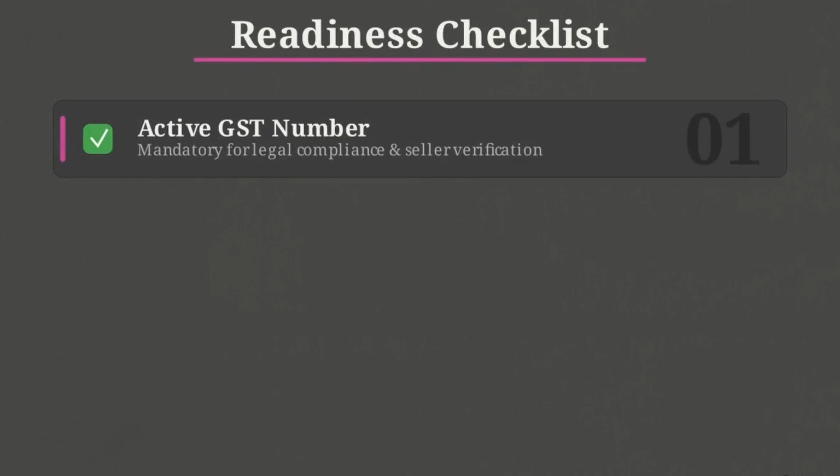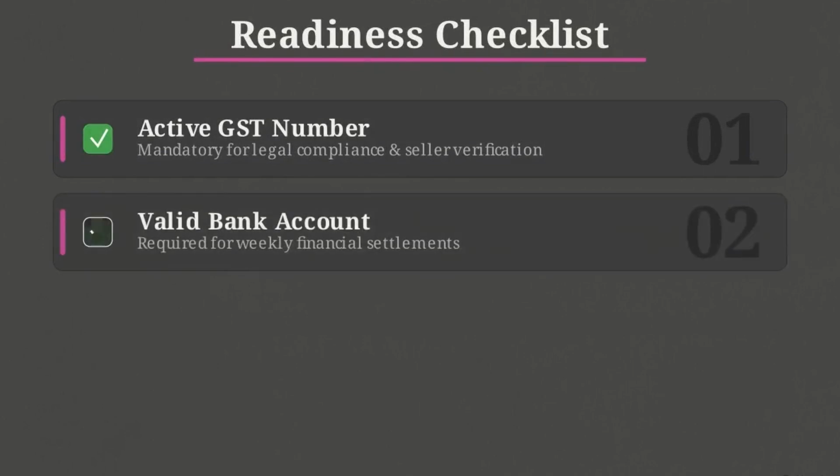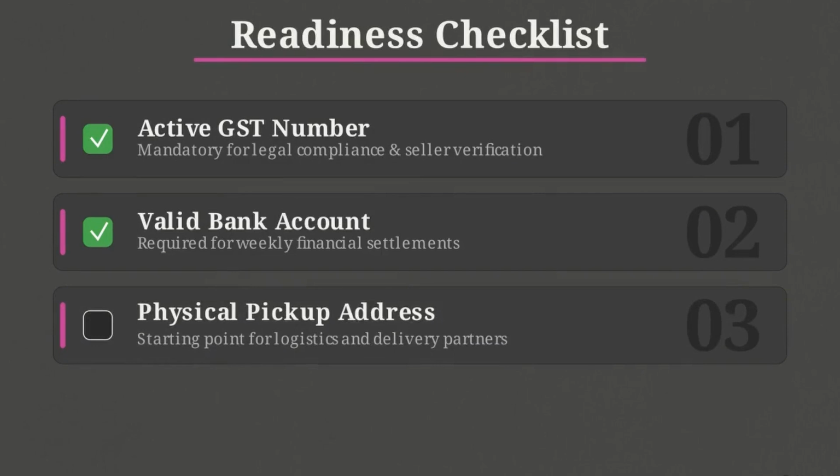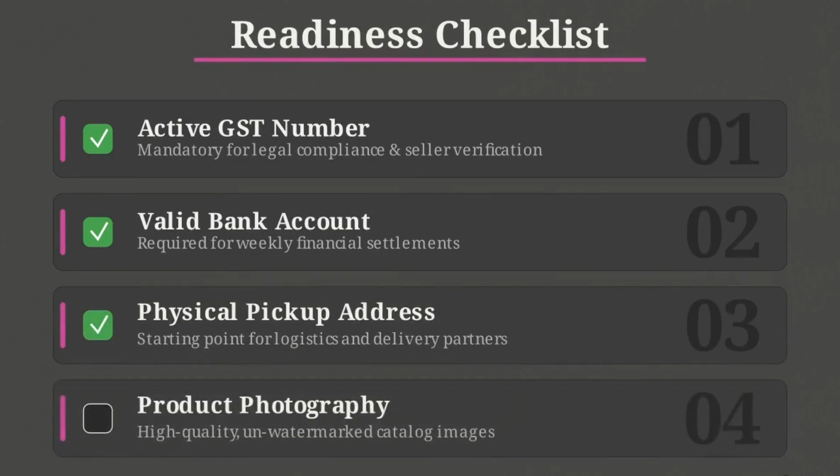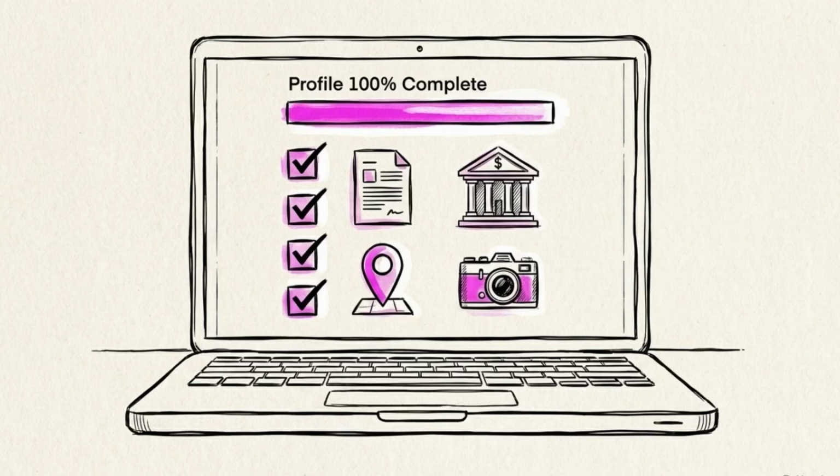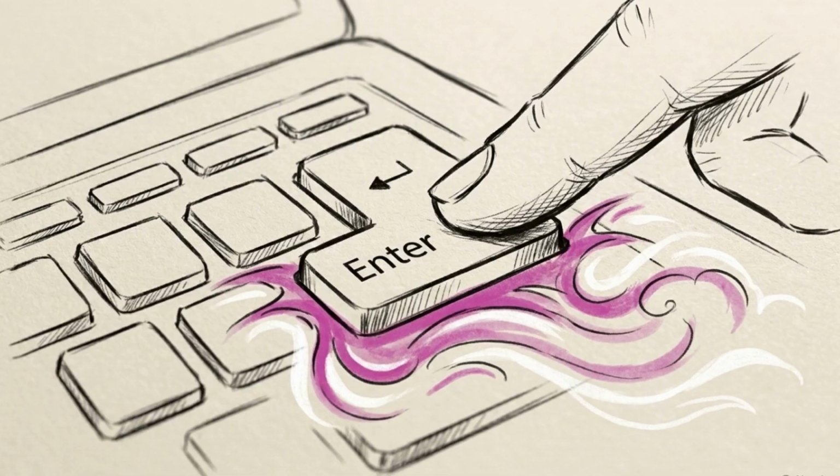Before setting up your storefront, you need 4 things ready. 1. An active GST number. 2. A valid bank account for payouts. 3. A physical pickup address for delivery partners. And 4. High-quality, unwatermarked product photos. Once those 4 prerequisites are secured, you have the components needed to build, launch, and optimize your own e-commerce store by the end of this tutorial.